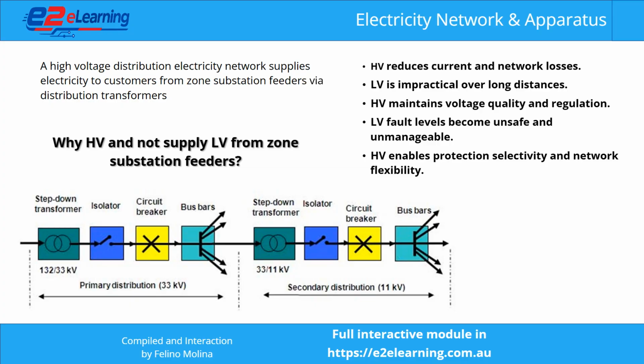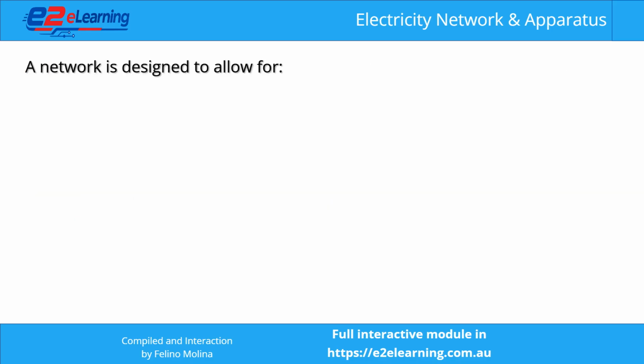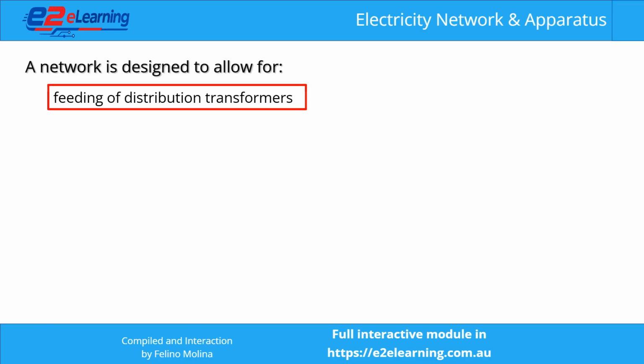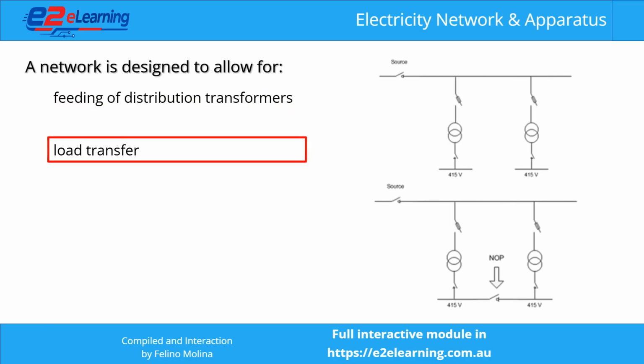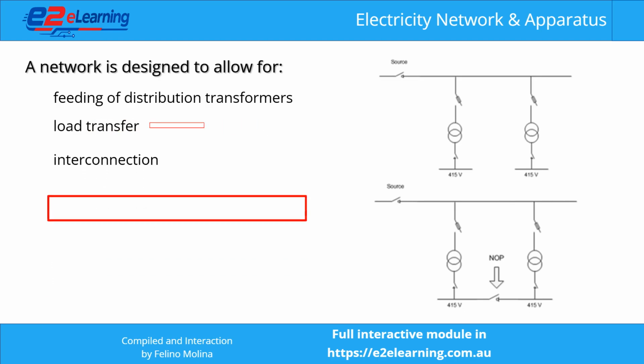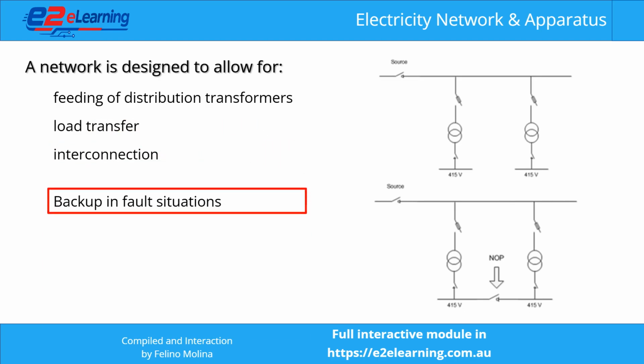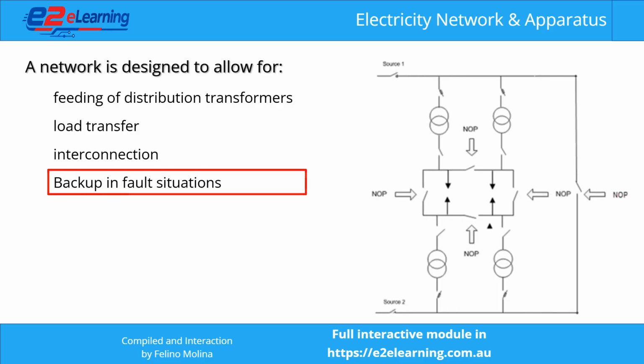High-voltage networks support graded protection, sectionalizing, and load transfer. This allows faults to be isolated quickly while maintaining supply to as many customers as possible. A network is designed to allow for feeding of distribution transformers, load transfer, interconnection, and backup in fault situations.